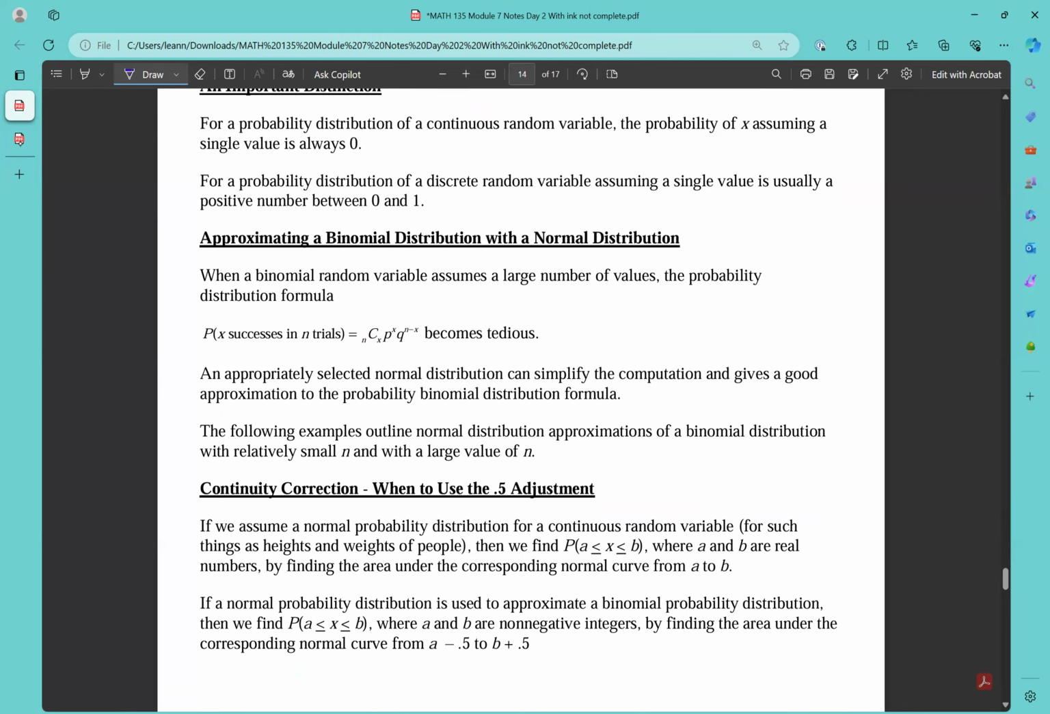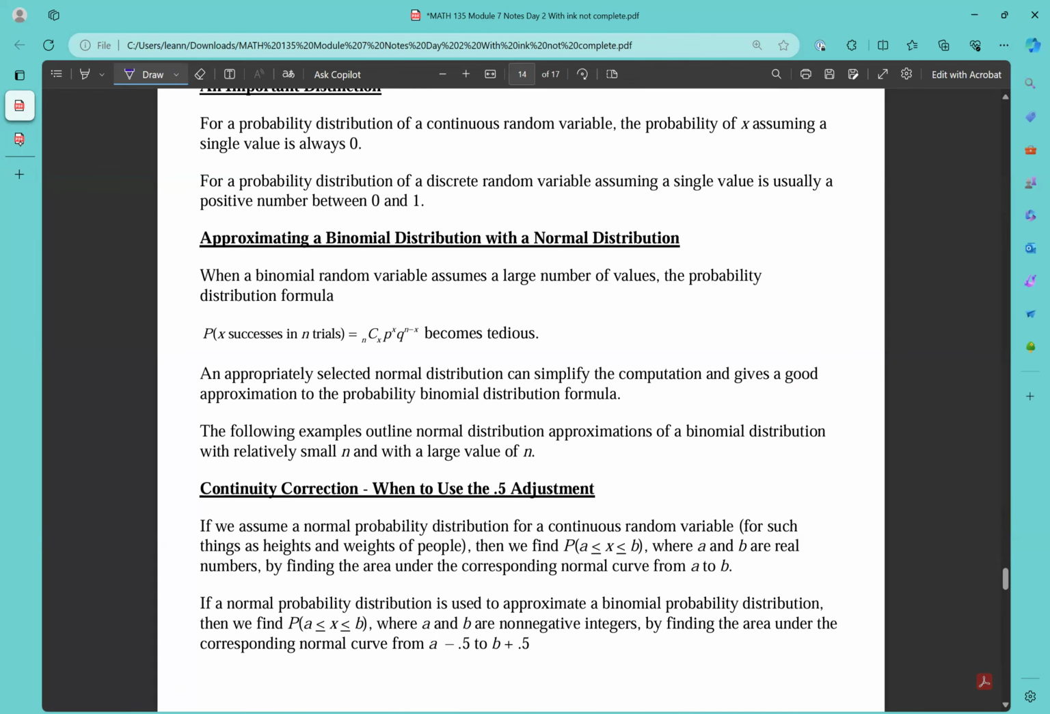All right, so approximating a binomial distribution with a normal distribution. When a binomial random variable assumes very large numbers of values, consider the probability distribution formula, which we learned in the last section, 10.4: the probability of x successes in n trials is n choose x. Remember, that was how many trials I have, choose the number of successes I want. The probability of success happens x number of times, and the probability of failure happens all the other number of trials. So if you have 100 trials and you have 5 successes, you'd have 95 failures.